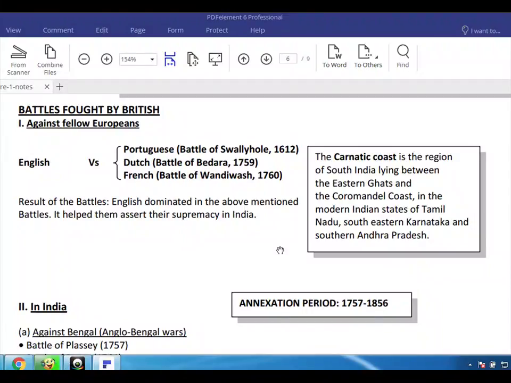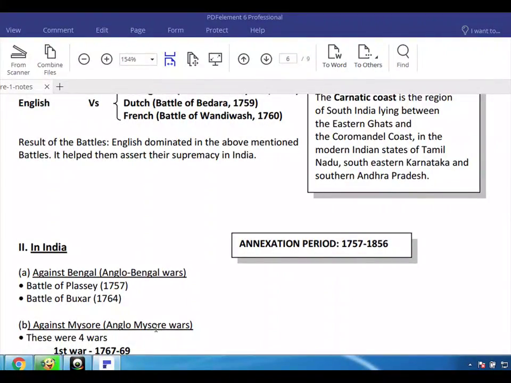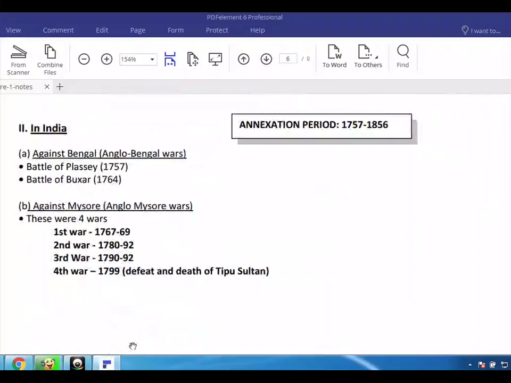In India, they fought against Bengal, the Anglo-Bengal Wars: Battle of Plassey 1757 and Battle of Buxar 1764. Against Mysore, the Anglo-Mysore Wars. These were four wars. First War, 1767-69. Second War, 1780-84. Third War, 1790-92. Fourth War, 1799. Defeat and death of Tipu Sultan.